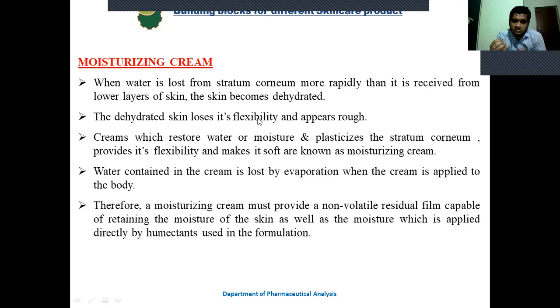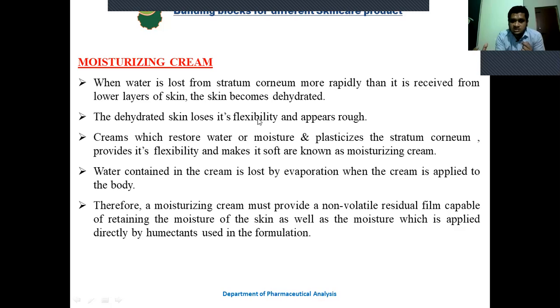So water gets lost from the stratum corneum, water is taken from the deeper layer, goes to the stratum corneum, and again gets lost. So continuously the water is lost and the skin becomes dehydrated. Once the skin becomes dehydrated, we know that it loses its flexibility and becomes very rough. The skin becomes very dry and loses its flexibility.